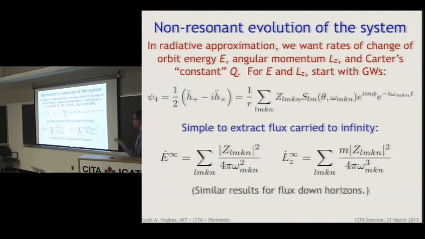Okay, so once I actually have this, it's a very simple matter to extract how the energy and the angular momentum change. This here is just for non-resonant orbits. Notice what enters into this is the modulus squared of these amplitudes. All that information about the phase has gone away. So for non-resonant orbits, at least for computing the inspiral, we don't care what the phase is when this passes through periapsis.